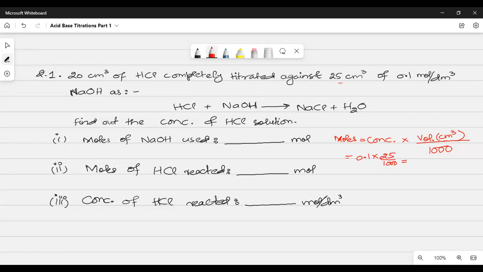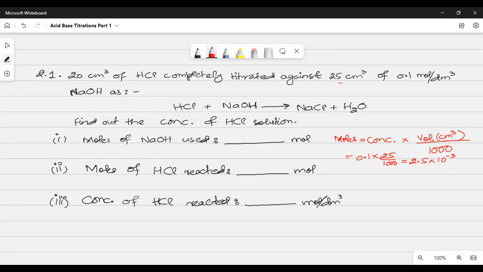And the answer is 2.5 into 10 raised to the power minus 3 or minus 4. I guess it's minus 3.